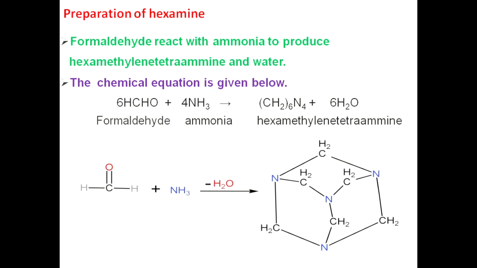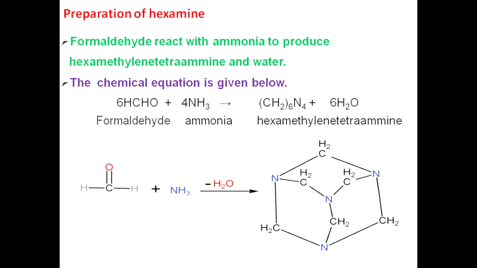Now, preparation of hexamine. How can hexamine be prepared? Hexamine can be simply prepared from the reaction of formaldehyde with ammonia. Only 2 simple compounds, formaldehyde and ammonia, when reacted, give hexamine, and water is eliminated. So it is a condensation and dehydration reaction.